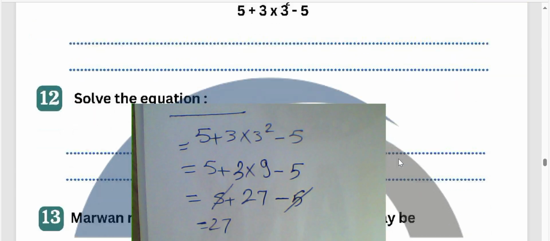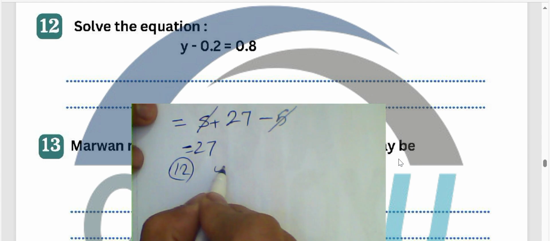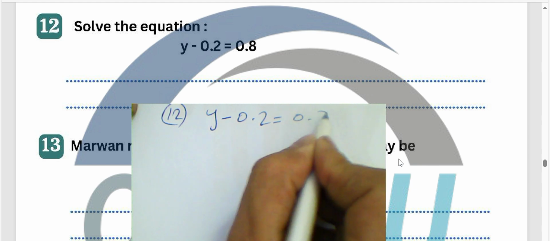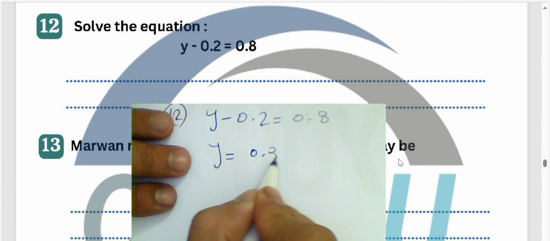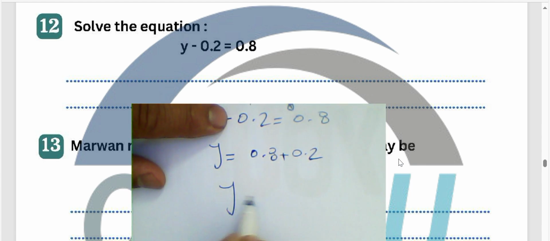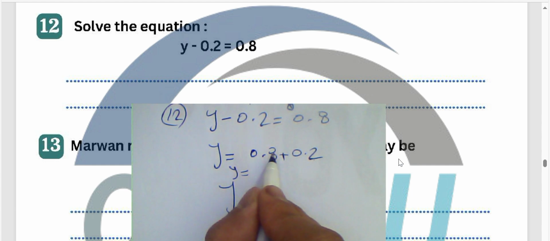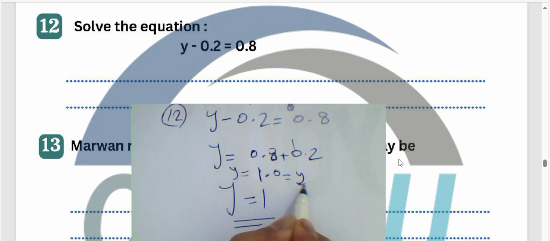Next question, number 12. Y subtract 0.2 equals 0.8. We can find the value of y by adding 0.8 to the number here, change the sign to be 0.2, then the value of y will be 1. Right here, 8 plus 2 is 10, write 0 and carry 1, 1 plus 0 equals 1, then the result will be 1. Y will be 1.